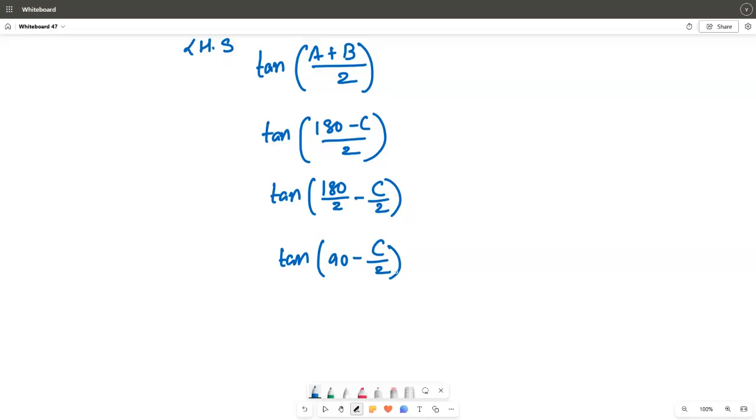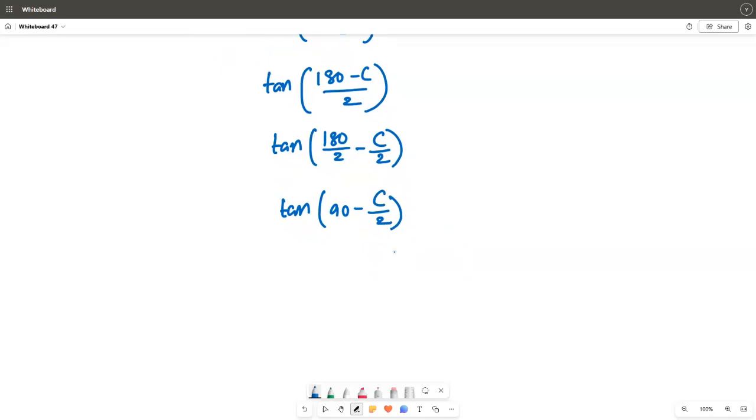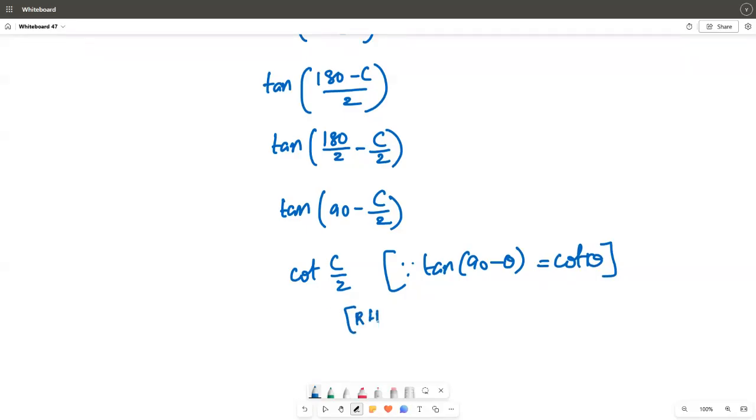We know the property that tan (90 minus theta) is equal to cot theta. So therefore tan of (90 minus C by 2) would be cot C by 2, since tan (90 minus theta) is equal to cot theta. So this cot C by 2 is actually the RHS, the right hand side, of the given question.